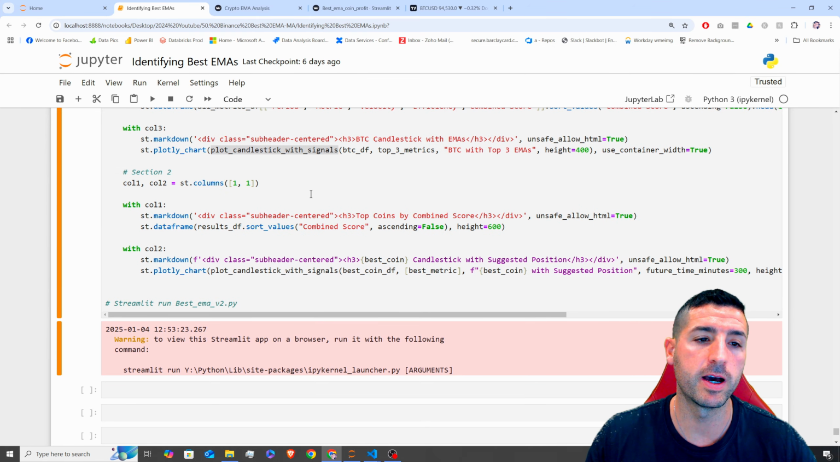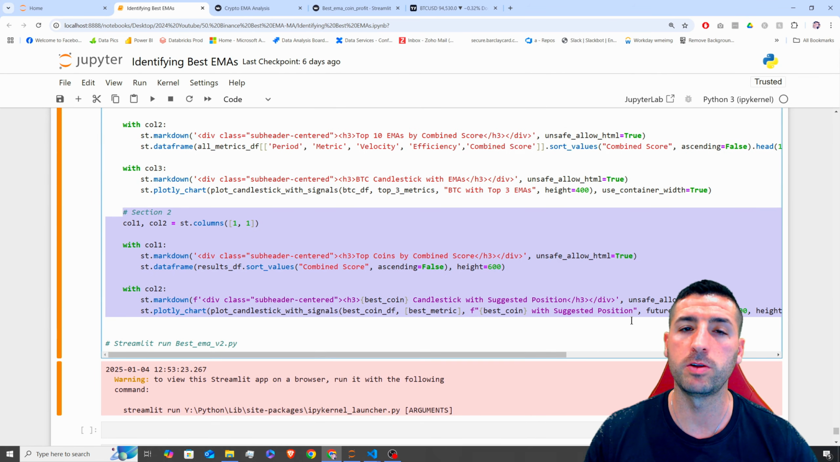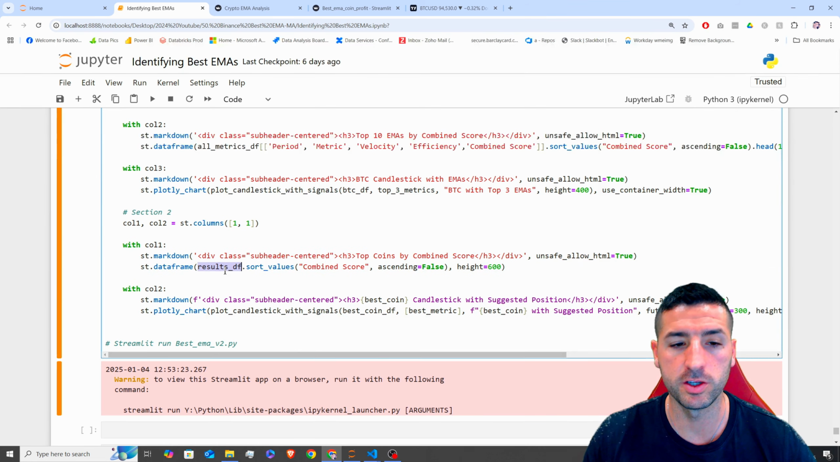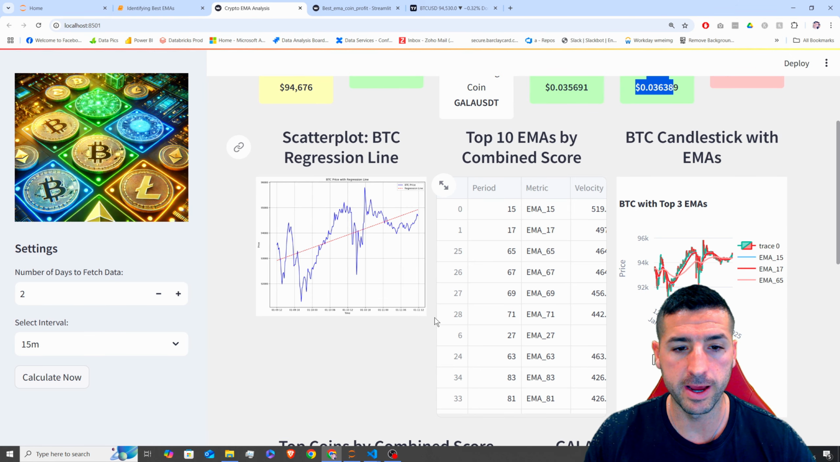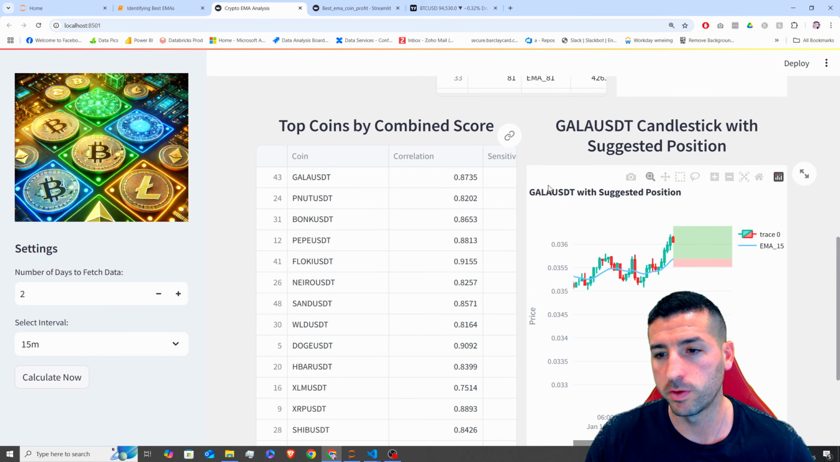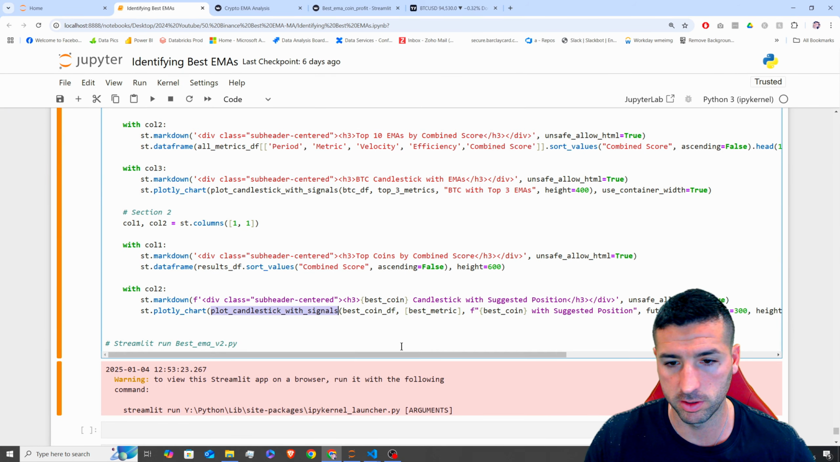Going back, we have our next section now. And in the next section, we are going to split it into 2 columns. On the left hand side, we want to see the results DF that has all the coins and then their metrics against Bitcoin, which is this one over here. And then on the right hand side, we have our plot with the suggested position. So you can see it over here, and we also have with suggested position.